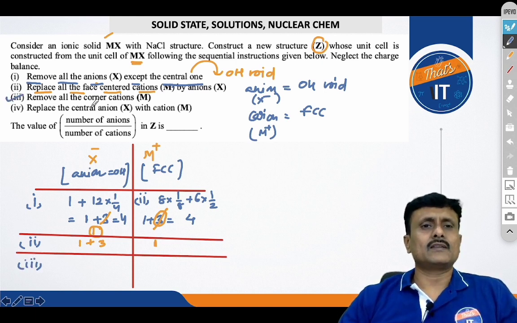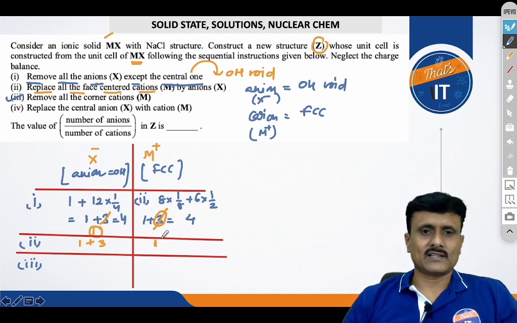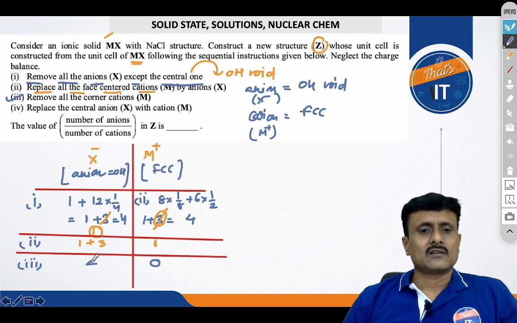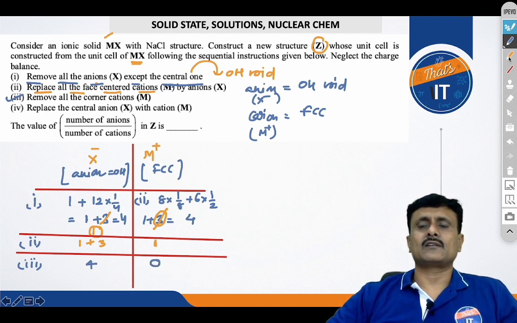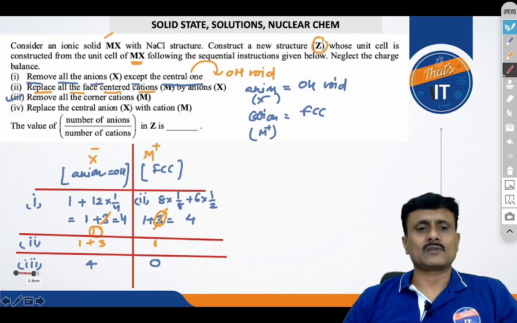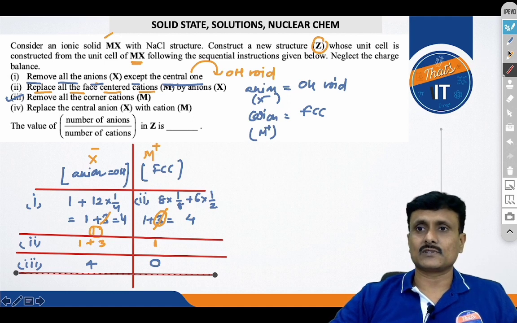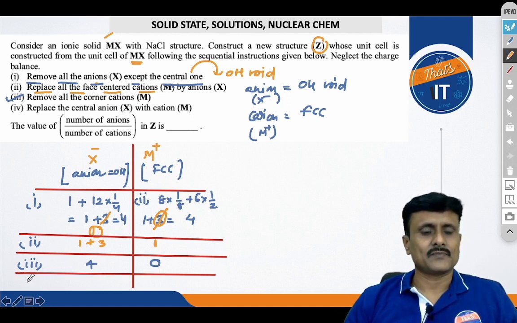Remove all the corner cations. Only 1 is left, that is nothing but the corner, isn't it? He is asking you to remove that also. The total number of anions is 4 and that of cations is only 0. Now you can see in the last step what you are trying to do.